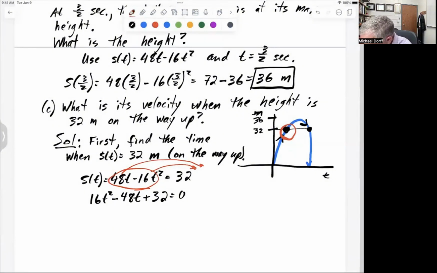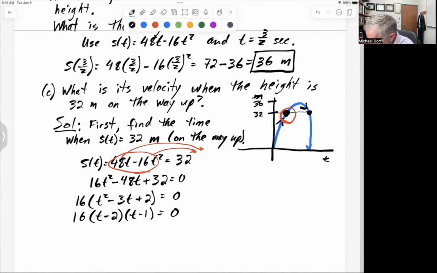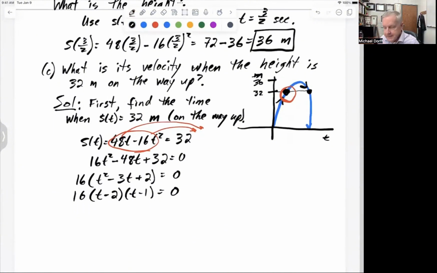Now, how do I factor this? Well, I see that everything has a 16 in common. So I take out a 16 and I end up with this. And then I can factor what's inside the parentheses to be t minus 2 and t minus 1 equals 0. Multiplying those two parentheses together, they equal 0. So that means either one of those parentheses has to equal 0. So either t minus 2 equals 0 or t minus 1 equals 0.